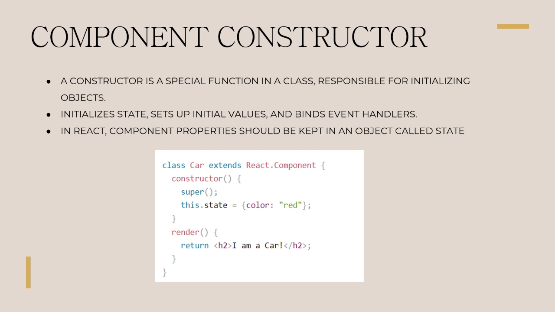Next, let's move on to the component constructor. These are special methods used in a class for initializing state and binding methods. They are used to set up initial values and bind event handlers. We have an example here. Car is the class component that extends React.Component and inherits React's functionalities. The constructor is used to initialize the component state. We have a super function which calls the parent class constructor. Then this.state is used to manage the component's internal data, and we initialize the object with color as red.